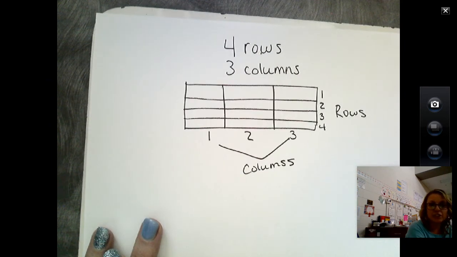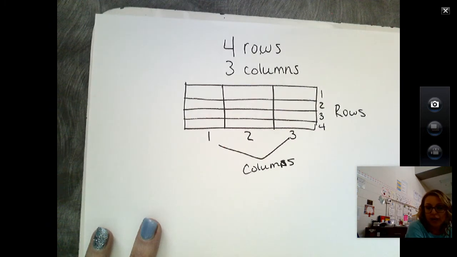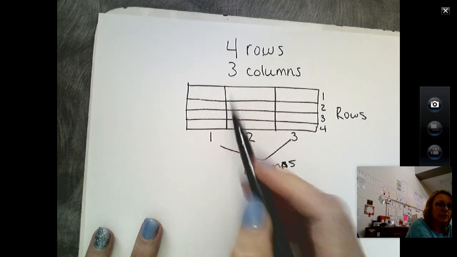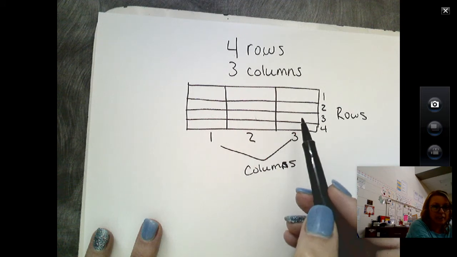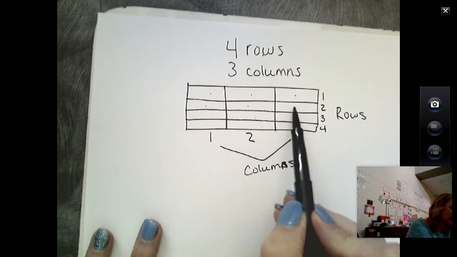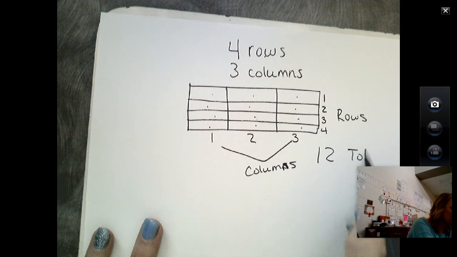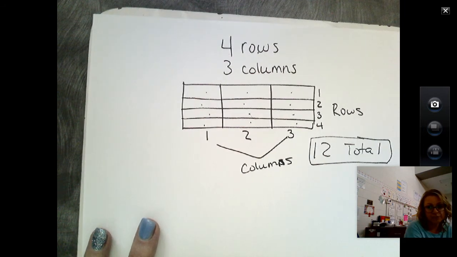So I have partitioned my rectangle into 4 rows going across, and 3 columns going up and down. And if I wanted to find my total number of squares inside of my rectangle, I could count them: 1, 2, 3, 4, 5, 6, 7, 8, 9, 10, 11, 12. So 12 would be the total parts that I partitioned that rectangle into.